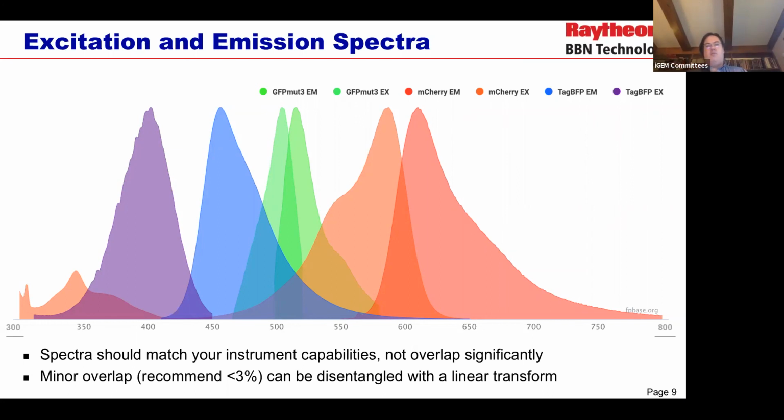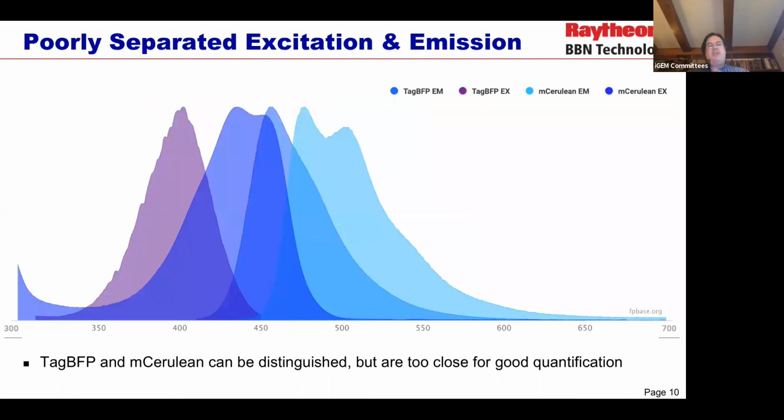Let's talk a little bit more about this. Here's an example of 2 things that are not well separated. This is tag BFP again, and this sort of double humped excitation and double humped emission is M cerulean. These are distinct enough that if we want to say, just be asking, is there an antibody tagged with one of these on something, we could probably do that. We could probably do some plus minus.